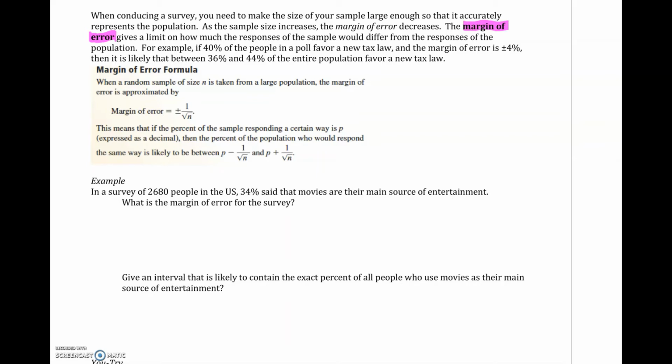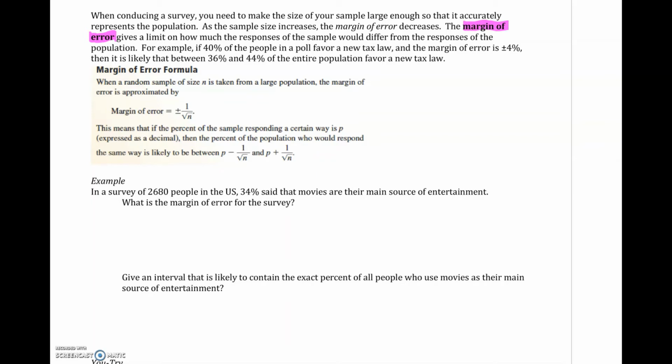So as our sample size increases, our margin of error decreases, and that kind of makes sense. Like we said earlier, the larger the sample, the more confident we are in our inference. The smaller it is, the less confident we are because it's just not large enough. So we have a formula to calculate margin of error, which is right here.